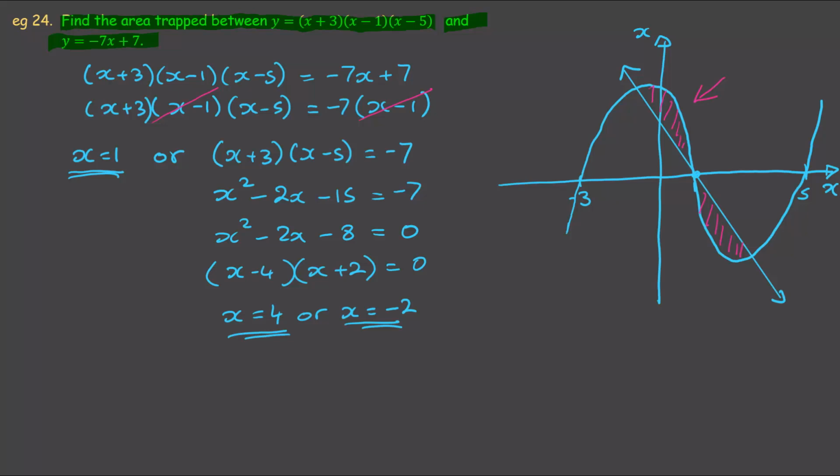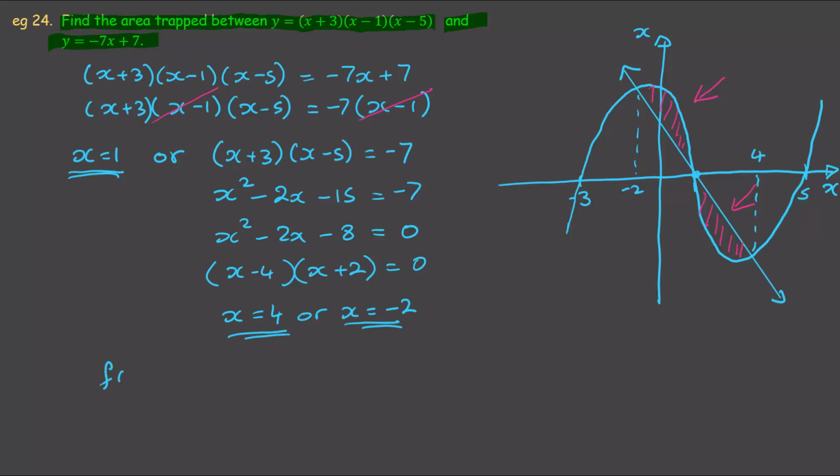And for this one up here, the curve is above the line, and here the line is above the curve. We've got the intersections which are at negative 2 and at 4. And I have an inkling that this is perfectly symmetrical. And so we could just work out one area and double it, but you can't always guarantee that with a cubic, so we won't do it that way.